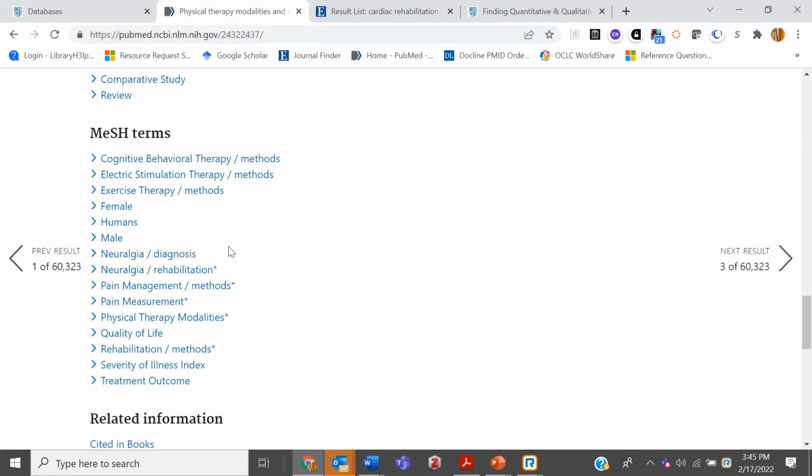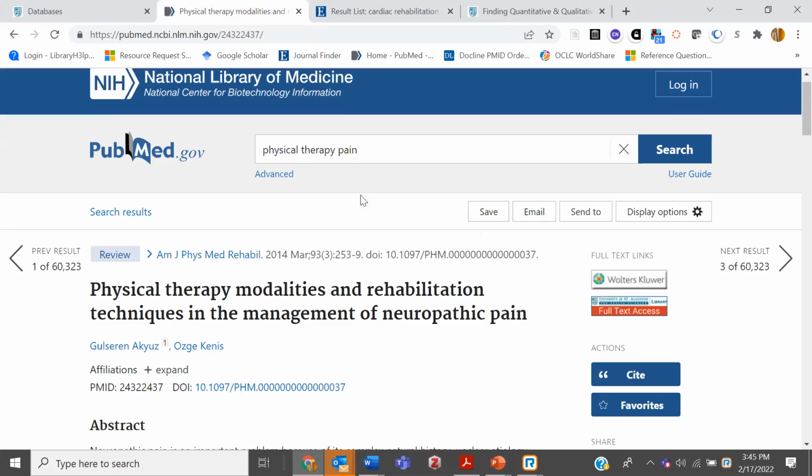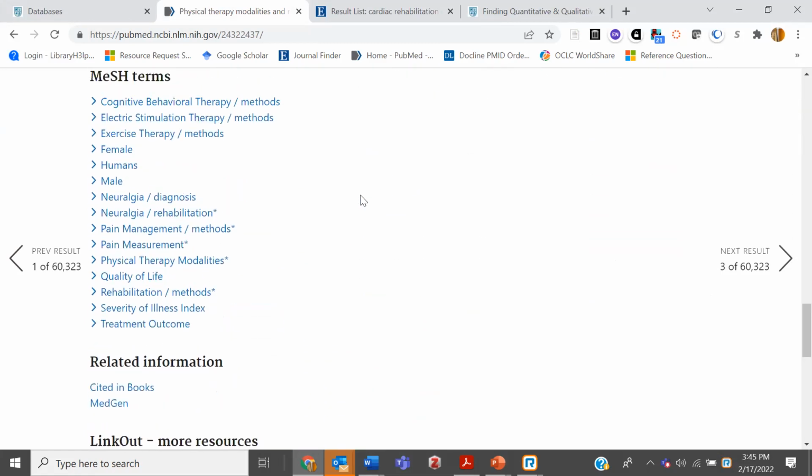So some of these things, our general search was physical therapy and pain, right? But if we're looking at these terms, we've got neuralgia, we've got pain management, we've got treatment outcomes. Any one of these might be a better way of formulating the thing that we threw up initially, right? So pain management methods looks like a pretty solid one if we're looking to coach people on how to manage their pain better. So you can incorporate that phrase into your research and your literature search, your keyword combination.